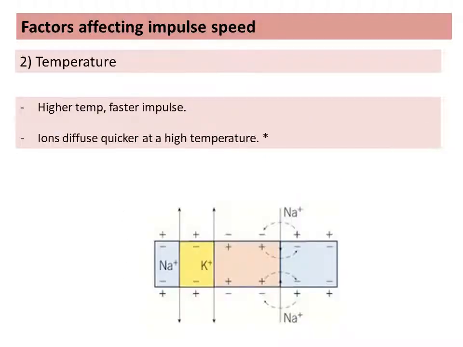Temperature. When an organism is warmer, then the impulse is going to be faster, and that's very simply because ions diffuse quicker at higher temperatures. I think it's always tempting to think of temperature in terms of enzymes, but in this case, because we're talking about diffusion of ions, it's worth remembering that ions diffuse faster when they're warmer because they have more kinetic energy.